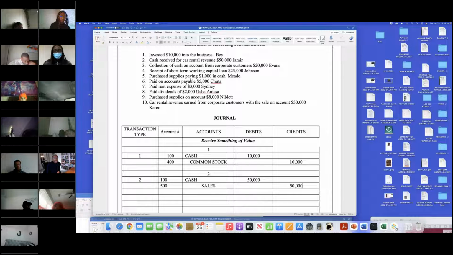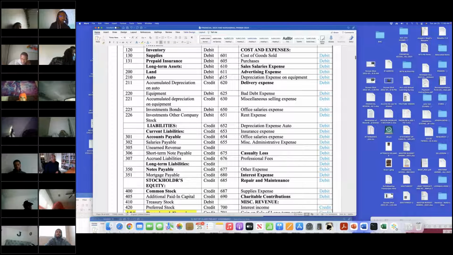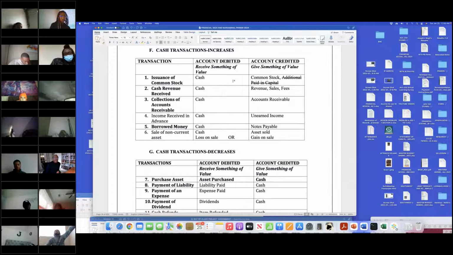Okay, collection of cash on account from corporate customers. So what this means is that our company has done some work, and now we're getting cash. Whenever cash is coming in, it's got to be 1 through 6. So which one is this one? We're collecting on corporate account fees received. It's 3. So that's going to be a type 3.